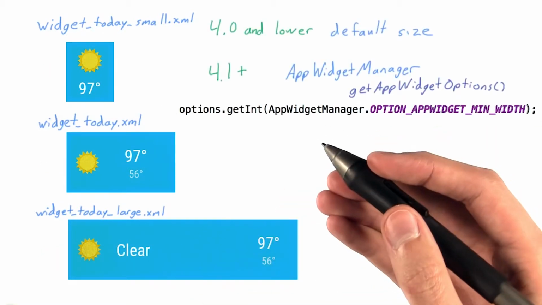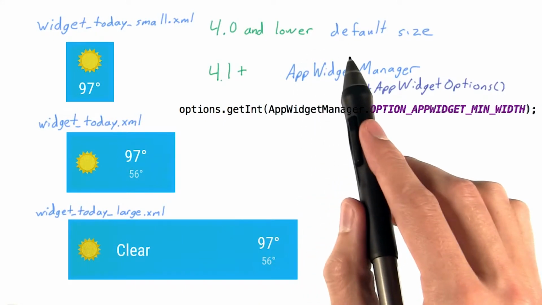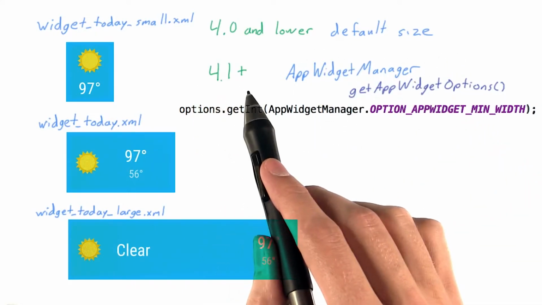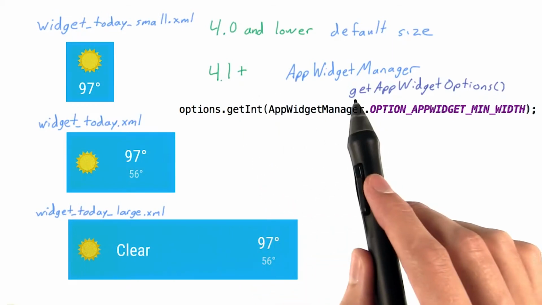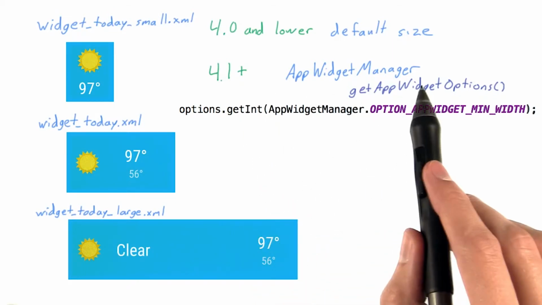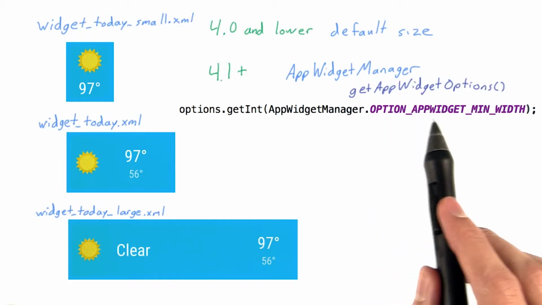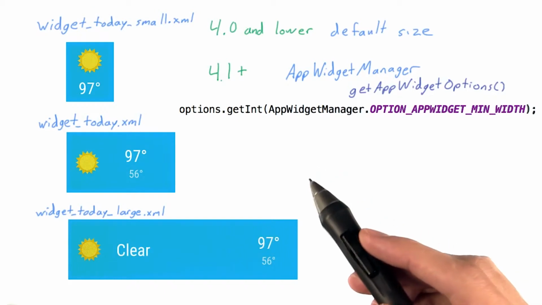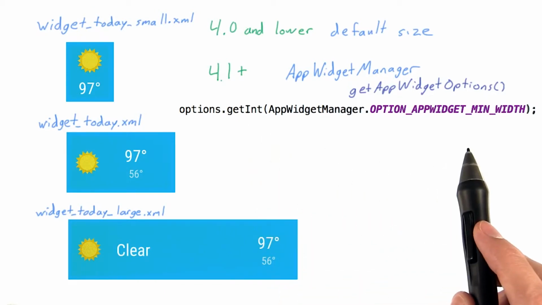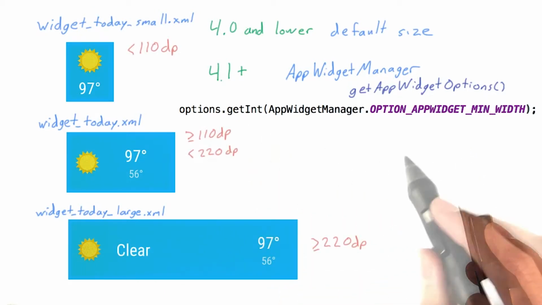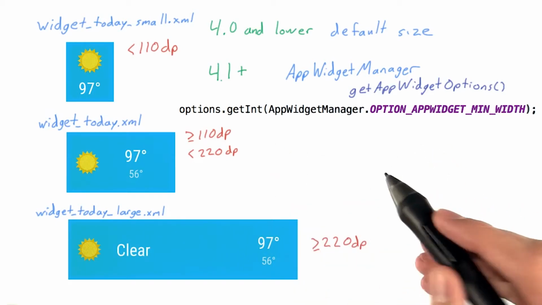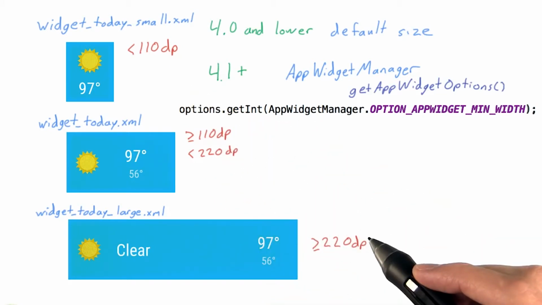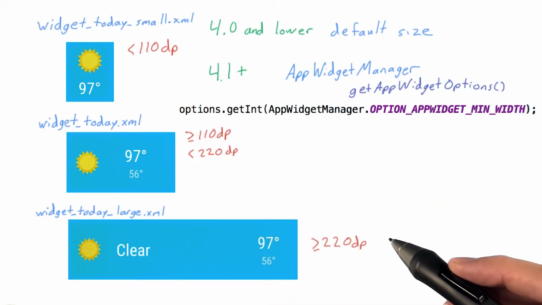So how do we know what layout to use? On Android 4 and lower devices, we know the size will always be our default size, but on Android 4.1 and higher devices, we'll take advantage of a new method added to App Widget Manager, Get App Widget Options. This takes a widget ID and returns a bundle, which contains information such as the current size of that widget in DP. With that information, we can easily switch between layouts by comparing the widget's width to specific values, denoting the breakpoints between our layouts.